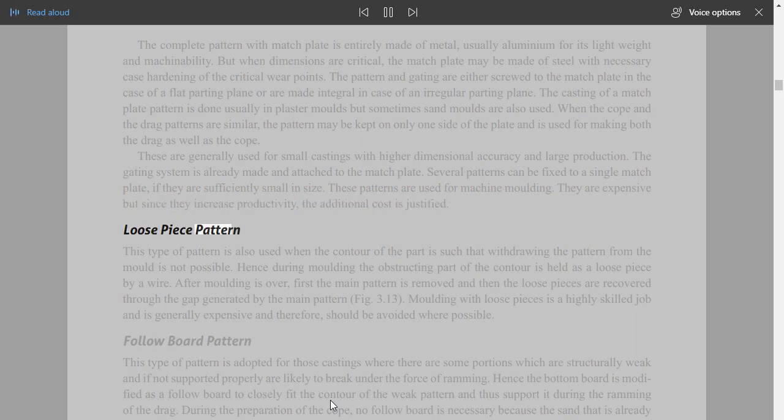Loose piece pattern. This type of pattern is also used when the contour of the part is such that withdrawing the pattern from the mold is not possible. Hence, during molding, the obstructing part of the contour is held as a loose piece by a wire. After molding is over, first the main pattern is removed, and then the loose pieces are recovered through the gap generated by the main pattern, Fig. 3.13. Molding with loose pieces is a highly skilled job and is generally expensive and therefore should be avoided where possible.